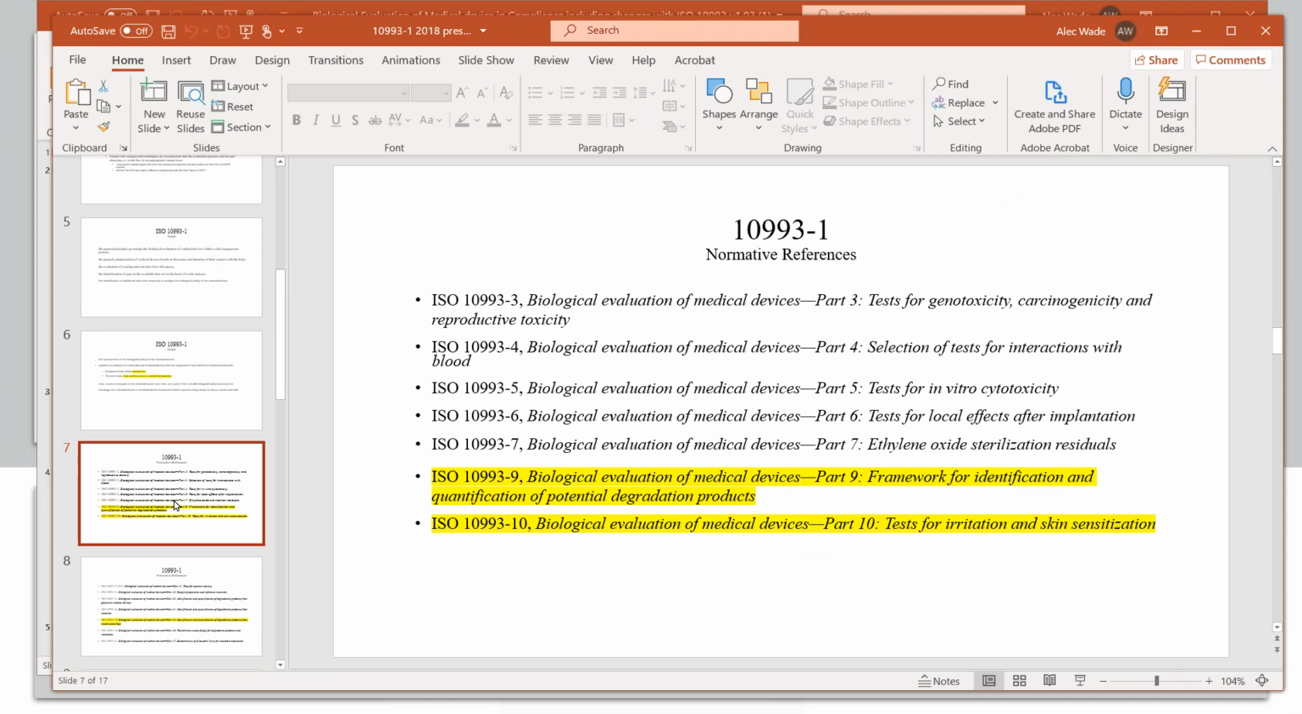Part 7 applies to ethylene oxide residuals. So you're talking about ethylene oxide itself, ethylene glycol. So the question is, what is the difference between neonates and what was the other one? I got the impression that the question dealt with the age of the patient. Is that true?